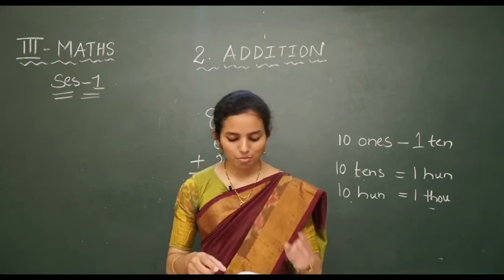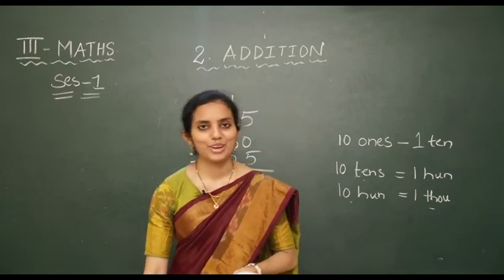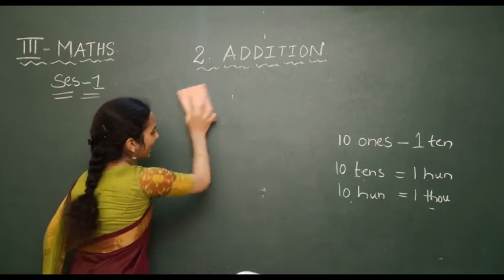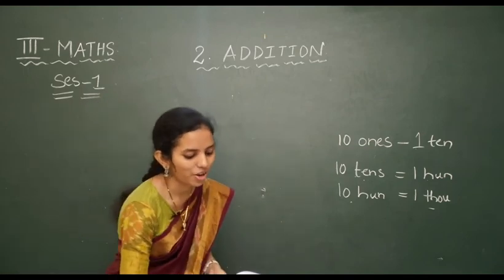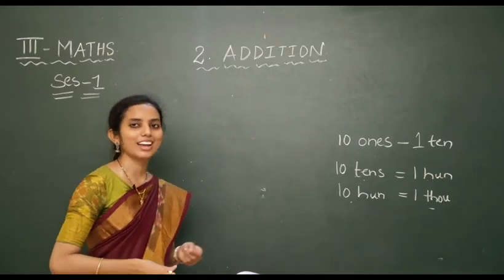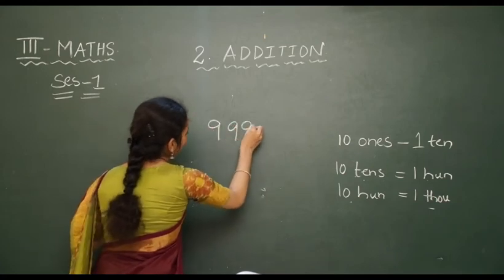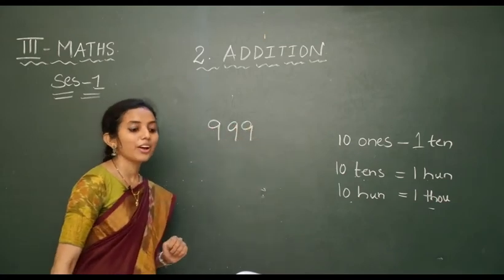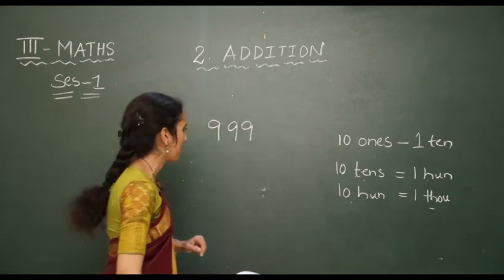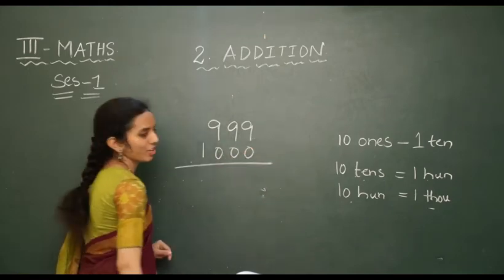Now find the sum of the largest 3-digit number and the smallest 4-digit number. Very interesting question. So instead of giving the numbers directly, we are given hints here. What is the largest 3-digit number? 999 is the largest 3-digit number. And what is the smallest 4-digit number? 1000 is the smallest 4-digit number.